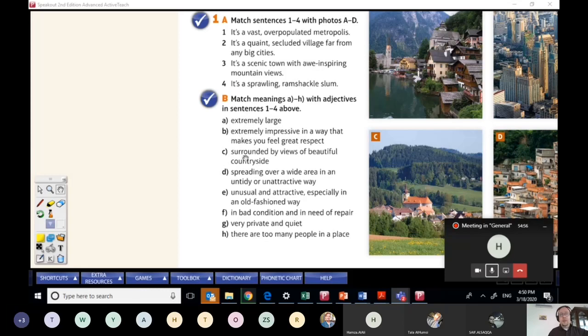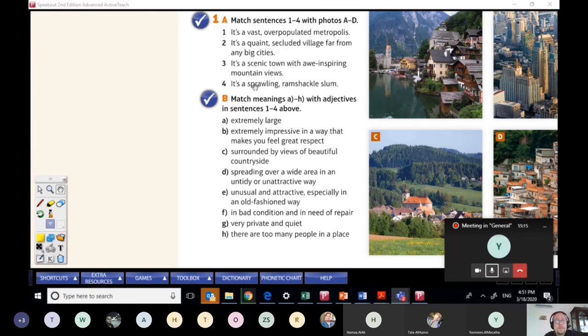And the next one, surrounded by views of beautiful countryside. Scenic. Very scenic. Good. Scenic. Spreading over a wide area in an untidy or unattractive way. Sprawling, I guess. Sprawling. Good.